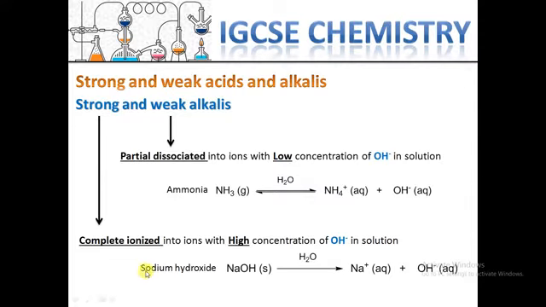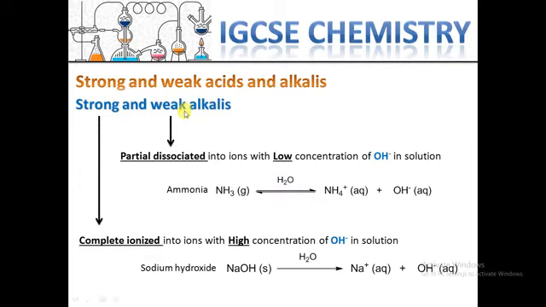An example of this case is sodium hydroxide, which is in solid form. When you dissolve it into the water, it almost completely separates into sodium cation and hydroxide anion. This hydroxide anion will be in high concentration, so the alkali is strong.